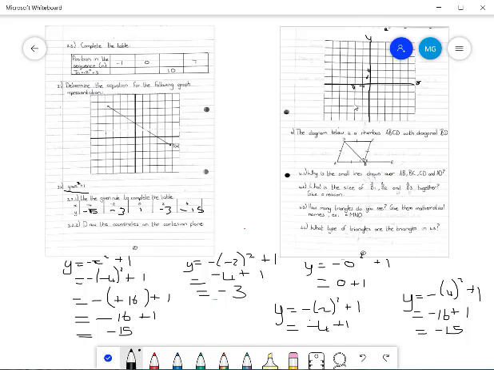Minus 2, 4, 6, 18. So it'll be here somewhere. So let's just make a mental note of it there. And then negative 2 on the x and negative 3 on the y would be here. And then 0 and 1 would be there. Oh no, sorry, it's not there. It's here.